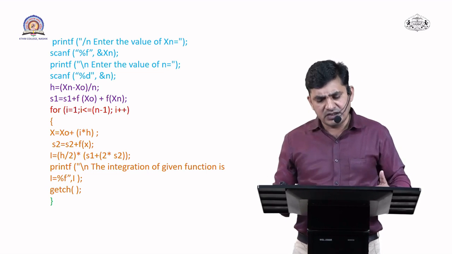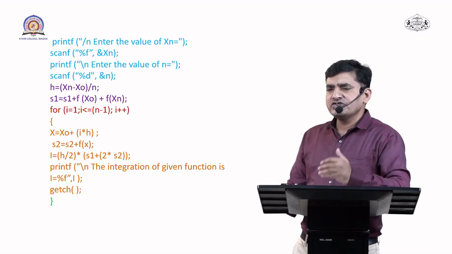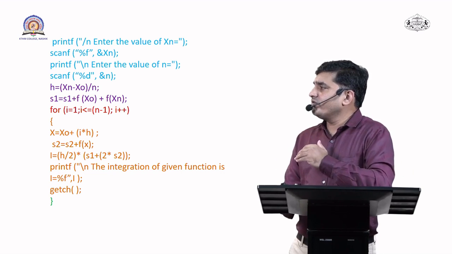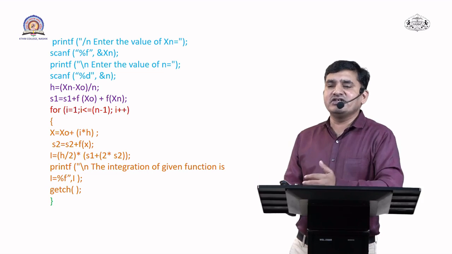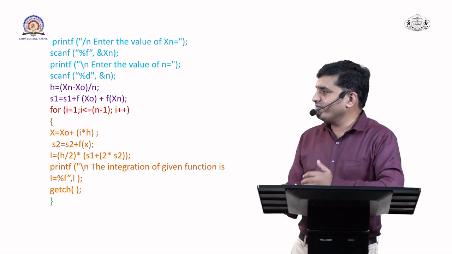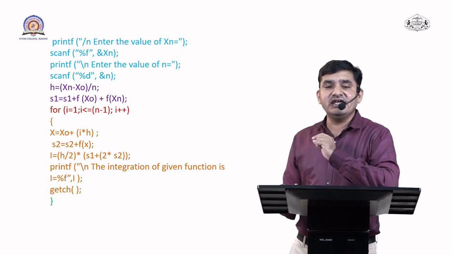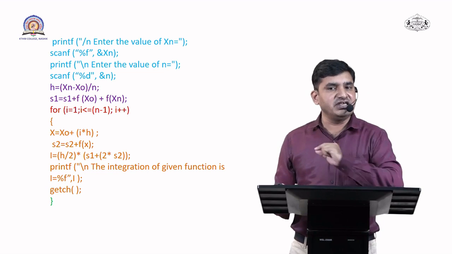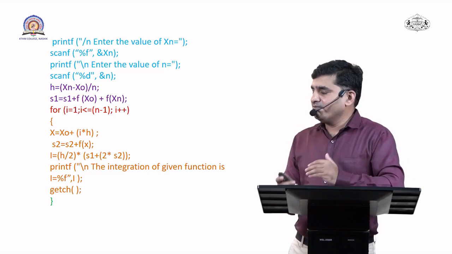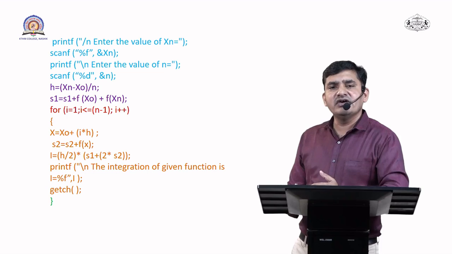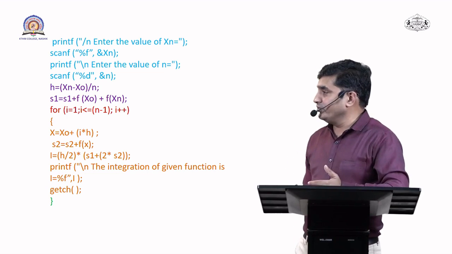Now we have to enter the number of strips. So enter the value of n. Again this message is displayed on the screen by using the output function printf. Now we have to enter the value of n. n is an integer, and therefore we use here %d, and the input function is scanf %d and n. By using this input function we enter the value of n, or we give the value of n to the computer.